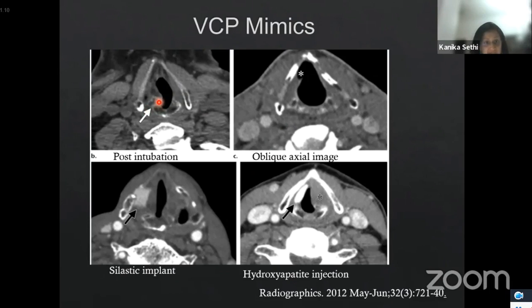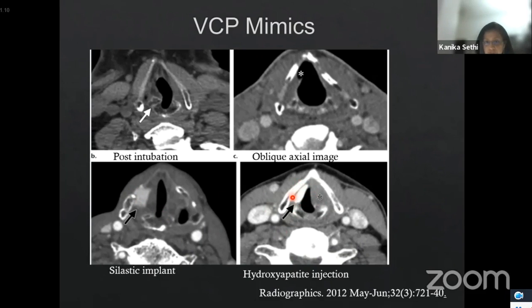injure the arytenoid cartilage, which is medially positioned, which can make a vocal cord palsy, or you do an imaging in an oblique plane, which can mimic an enlarged ventricle. You have to know any treatment given to the patient, like some hydroxyapatite injection, etc., which can also give you a false impression of a vocal cord palsy.